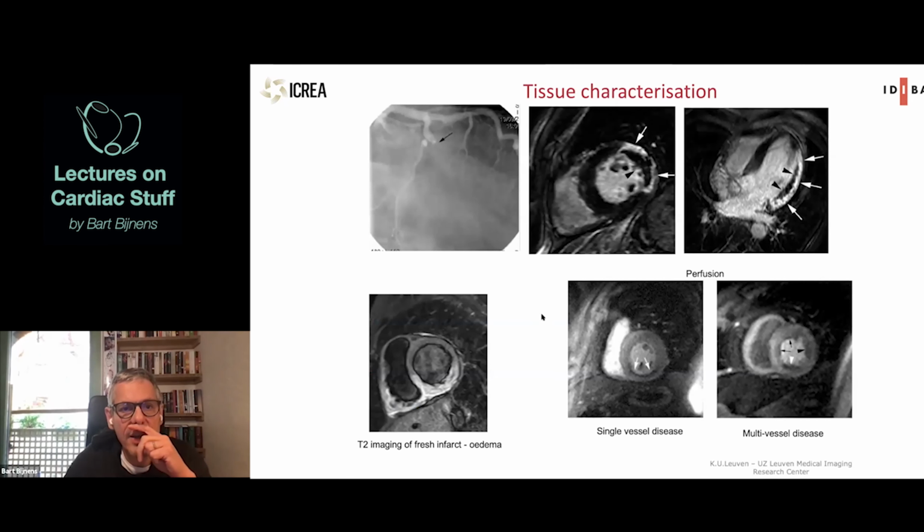Now, what are things that we can look at also with imaging? As I said before, a coronary angiogram gives you the anatomy of the coronary arteries and can say where it's occluded. What also is being used quite a lot, besides echocardiography, of course, is magnetic resonance imaging. Magnetic resonance imaging is not so much used in the acute situation.